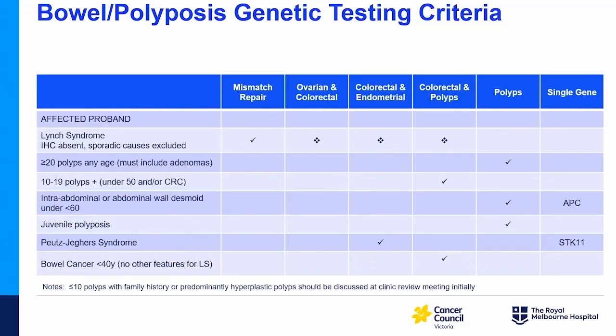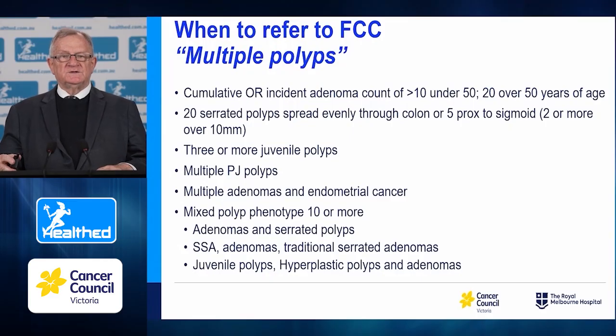The number of polyps that we take in order to introduce genetic testing in polyposis conditions is really quite small. If you've got only 10 adenomas under the age of 50, that will attract a recommendation for germline testing. And if you've got 20 or more at any age, then that would also recommend itself to germline testing for a polyposis condition. So when to refer to a familial cancer clinic: the multiple polyp scenario that I just mentioned, serrated polyposis, 3 or more juvenile polyps, multiple Peutz-Jeghers polyps, multiple adenomas and endometrial cancer, and sometimes a mixed phenotype we're happy to accept to explore.